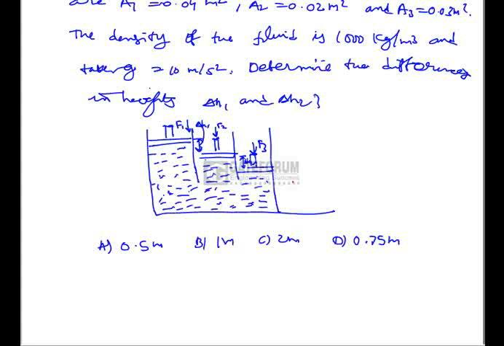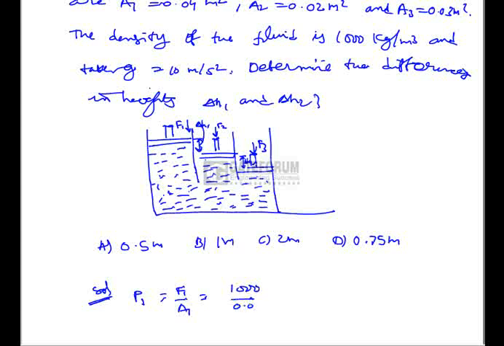So first we have to calculate the value of del H1 and the value of del H2. For that purpose, first calculate the pressure. Here first calculate the pressure acting on the piston 1, that is P1 is equal to F1 by A1. So A1 is equal to 0.04 and F1 is equal to 1000.